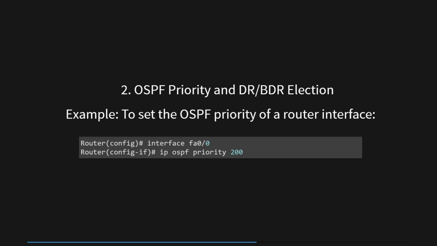In the given example, the command ip ospf priority 200 is used on the interface Fa0/0 of a router to set a specific priority value. By increasing the priority to 200, this router increases its chances of becoming the DR or BDR in the multi-access network. The DR and BDR are responsible for managing the link state information and act as the main communication points for OSPF updates within that network segment.